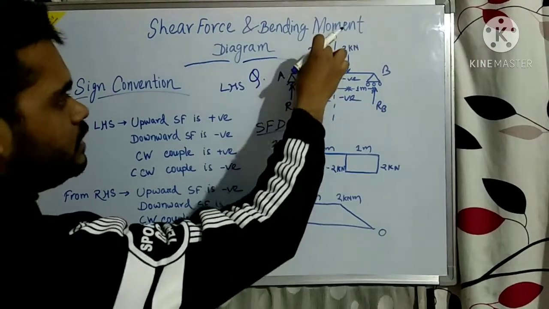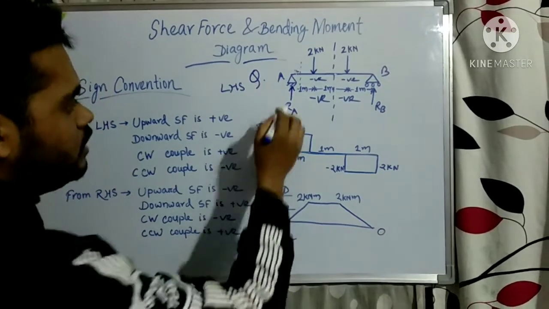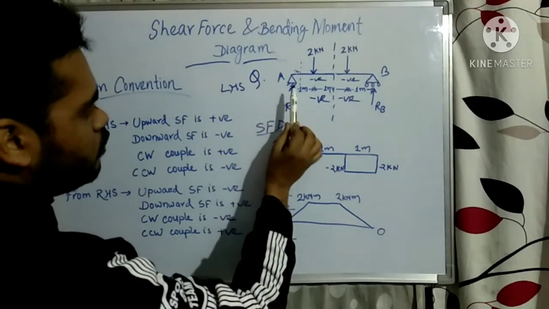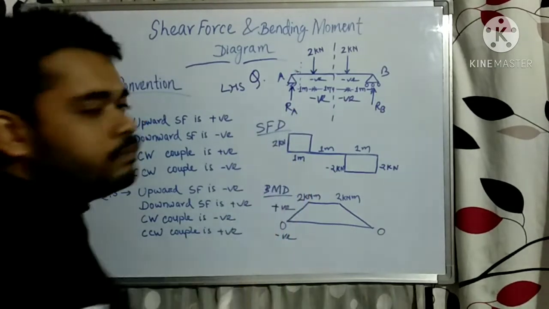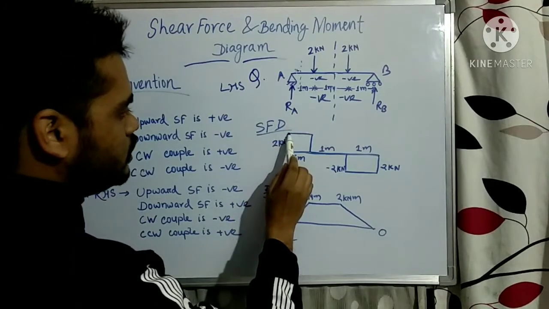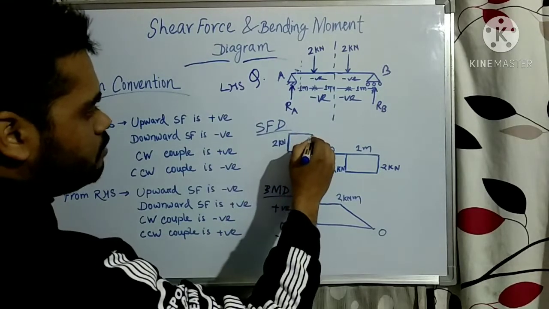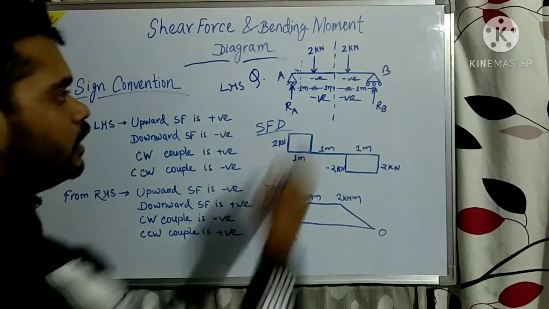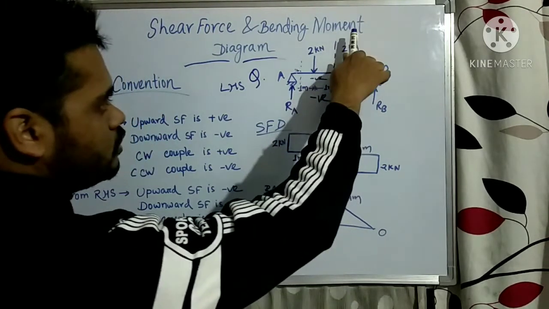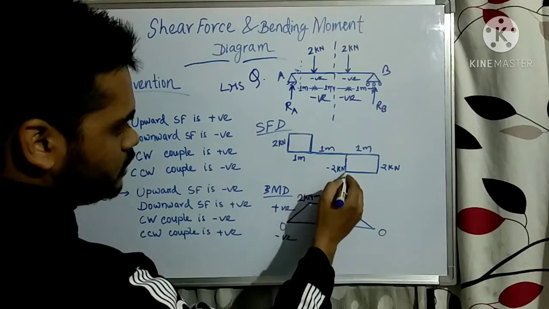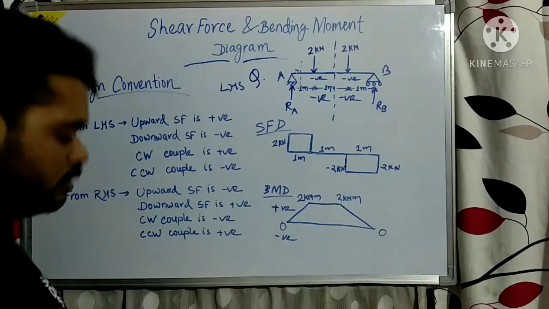And whenever there is a point load, there will be a sharp increase or decrease in the shear force diagram. See here, this is a point reaction, so there is a sharp increase in shear force. Where there is no load, this is a constant line. And again there is a point load, so there is a sharp decrease in the shear force diagram. And there is no shear force, so it is 0. And again because of this point load, there is a sharp decrease in the shear force diagram. So this is your shear force diagram and this is your bending moment diagram.